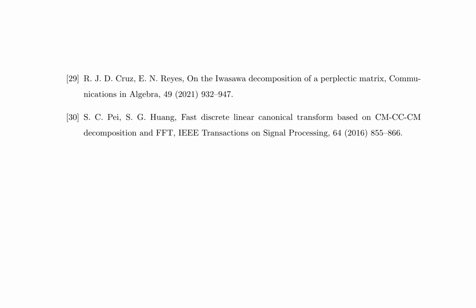Firstly, the input signal is multiplied by the diagonal matrix, followed by a circular convolution with the permutation matrix. Finally, the output is obtained by multiplying the result with the circulant matrix. This decomposition enables the use of fast Fourier transform, FFT, algorithms, significantly reducing the computational complexity. The authors provide a detailed analysis of the proposed method, including the derivation of the FDLCT matrix and its properties.